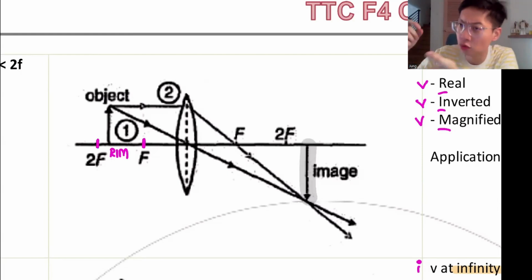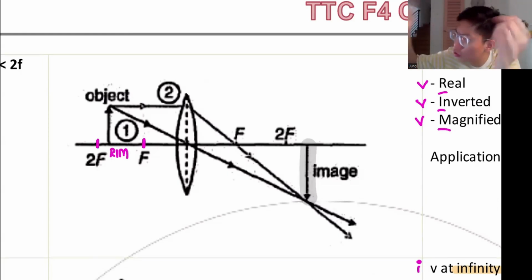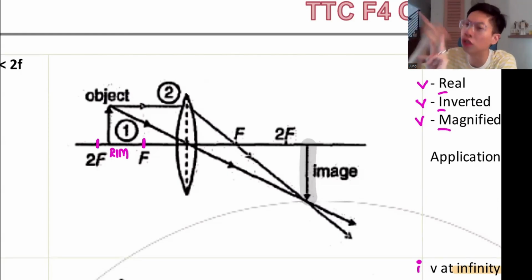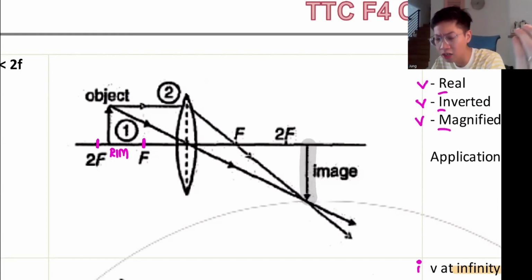So usually when you draw something, of course you need to know whether you want to draw bigger, smaller, inverted, upright, vertical, whatever. So you need to know what you want to draw first. Then you start drawing. Okay, so this is why you need to know the characteristics.